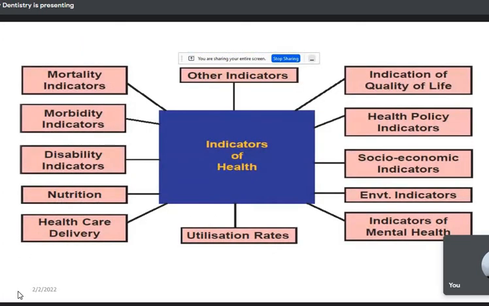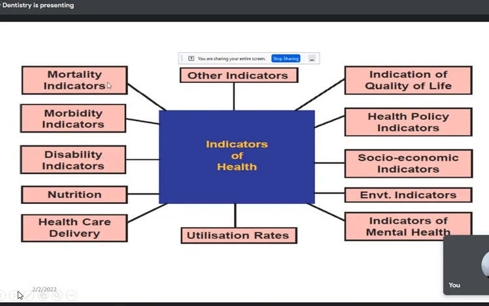So here, there are a lot of indicators of health. This is given in Park in detail. I'll be providing the notes also, as I have been telling you. So here are the indicators of health. There is a mortality indicator, there is morbidity, disability, nutrition, healthcare delivery, indicator of quality of life, and health policy indicator. So these are the various indicators.